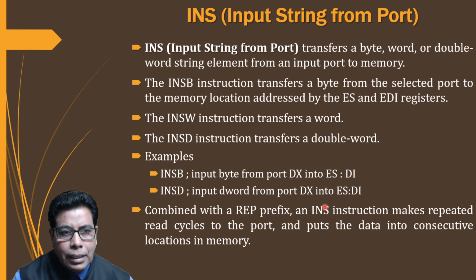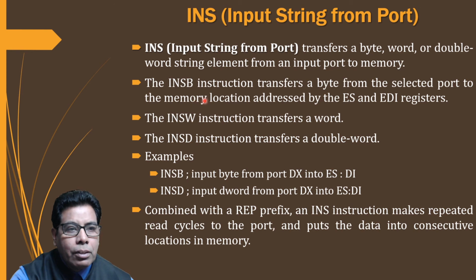Then let us see the INS instruction first, that is input string from port. So here either we can transfer byte, word or double word. So accordingly we'll make use of the instructions INSB for the byte, INSW for the word, and INSD for the double word. So if you take the example INSB, this instruction will input a byte from port DX, whose address is in DX, into here we are specifying extra segment and DI.